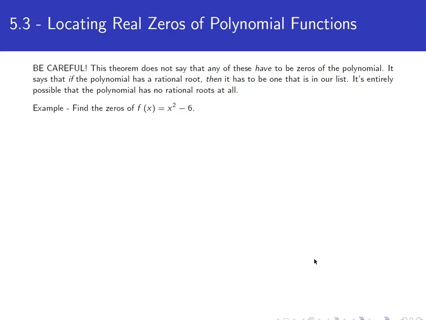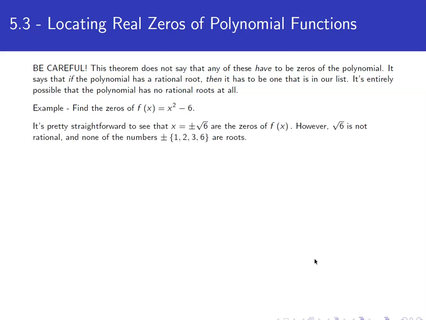But of course, it's also entirely possible that you don't get any rational roots at all. For example, if I look at the zeros of f of x equals x squared minus 6, the roots here are plus or minus root 6. You can see that pretty easily. However, root 6 is not a rational number. If we went through making up our list of possible rational roots, the constant term is 6 and the leading coefficient is 1, so you could do 1 over 1, 2 over 1, 3 over 1, 6 over 1, factors of 6 over factors of 1. The list of possible rational roots is these, but it turns out that none of them actually worked.